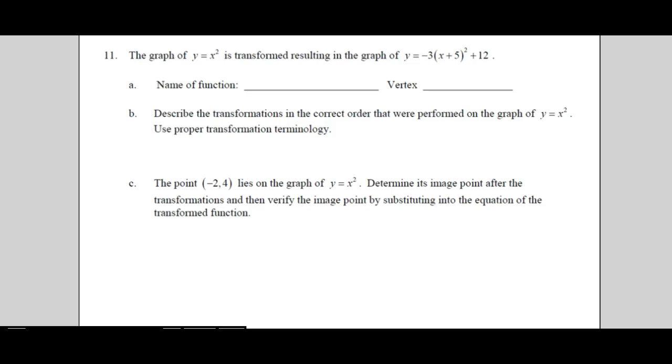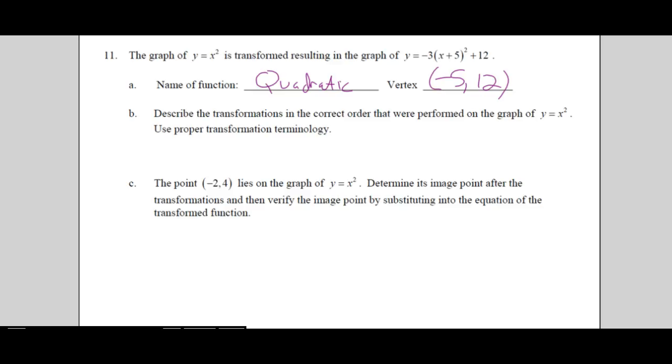Should we start on it? Okay, well, what kind of function is this? Well, it's a quadratic function, right? Where's the vertex? Negative 5, 12. What's the order for these transformations? I'm not sure. What order should you go in? So vertical stretch, then reflection, and then translation. Okay, so do you stretch, reflection? Oh, let's just do it.